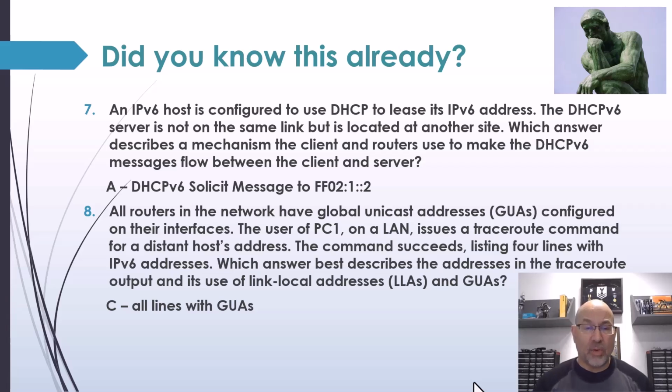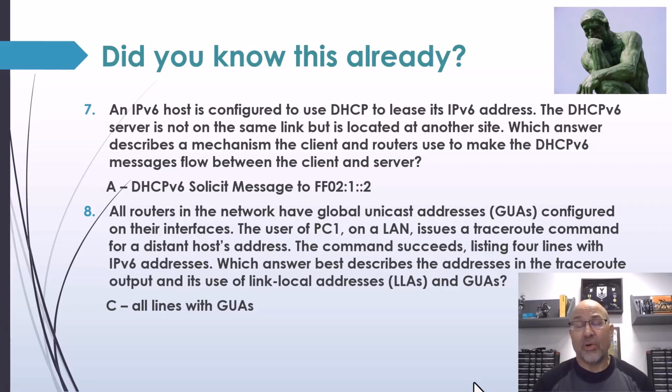Question number 8. All routers in the network have global unicast addresses configured on their interfaces. The user of PC1 on a LAN issues a traceroute command for a distant host's address. The command succeeds, listing 4 lines with IPv6 addresses, right? So remember how a traceroute works. Which answer best describes the addresses in the traceroute output?